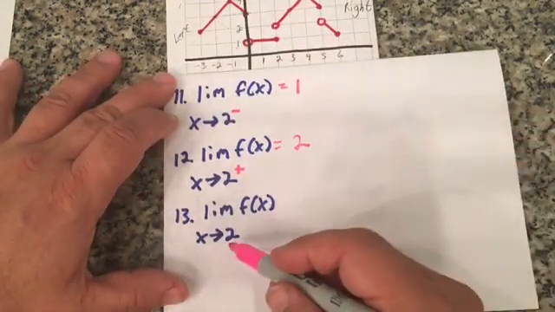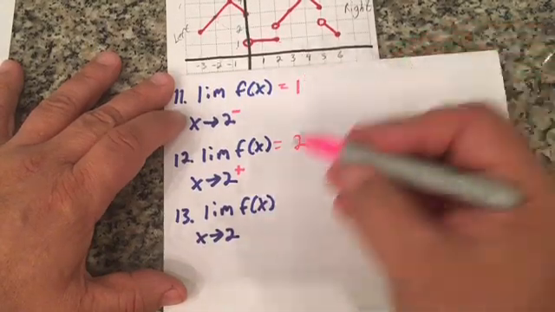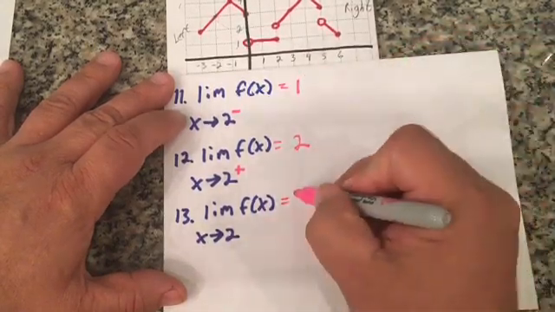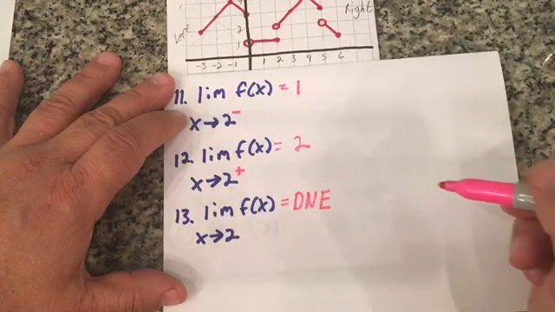Now, as x approaches 2 from both sides, notice these two are different. So the answer to that is the limit does not exist. DNE. The limit does not exist.